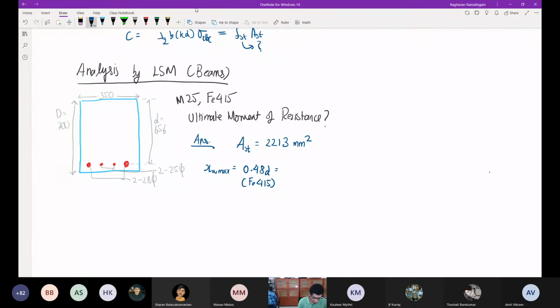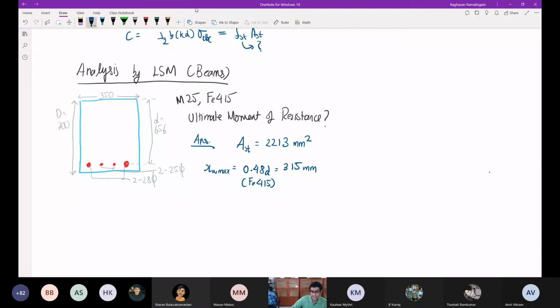Small d is shown in the picture. Give it in whole number. Whatever you get as the answer for XU max. 315. Okay, so now we have XU max.